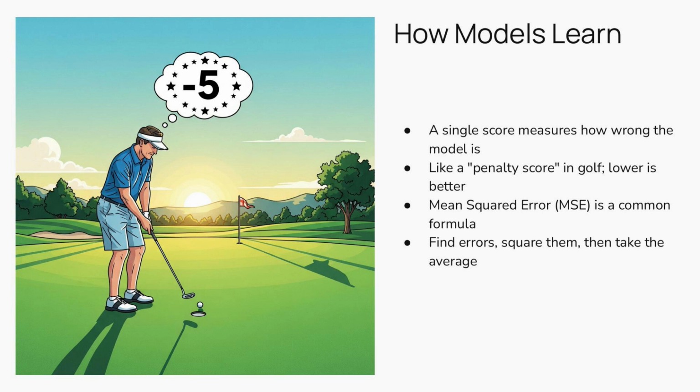A cost function is just a formula that boils down all those individual errors into a single number, a penalty score. Think of it like a golf score. The lower, the better. A common one is mean squared error, or MSE. It sounds fancy, but all it does is: 1. Take every single error, 2. Square it, which makes them all positive, and 3. Calculate the average. The result is one number. A high number means a bad line. A low number means a good line. The model's entire goal is to find the line that gives the lowest cost.